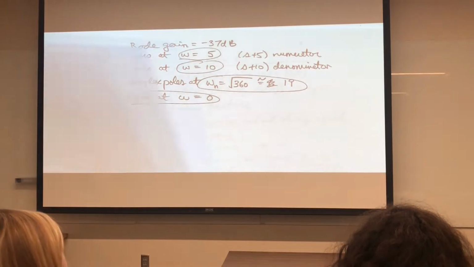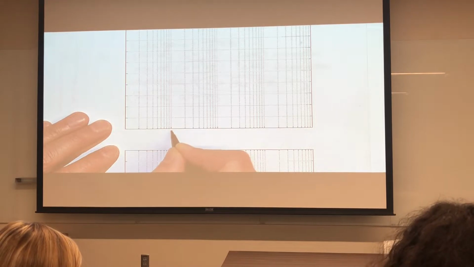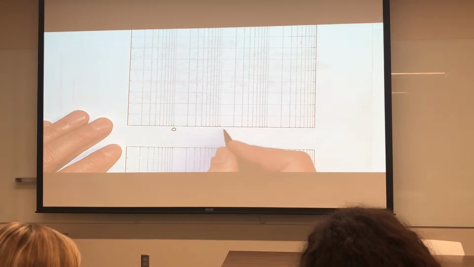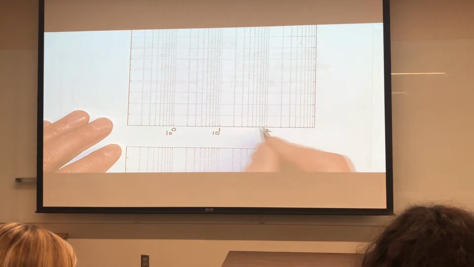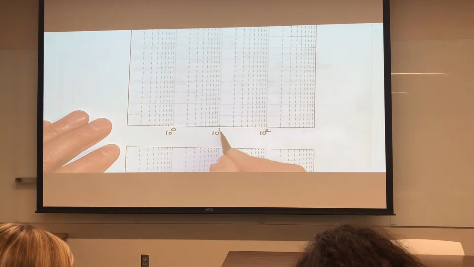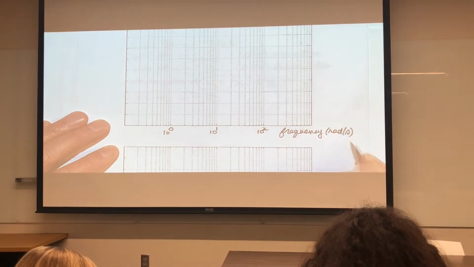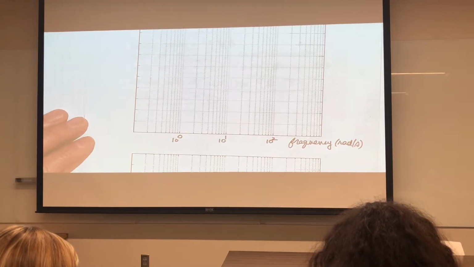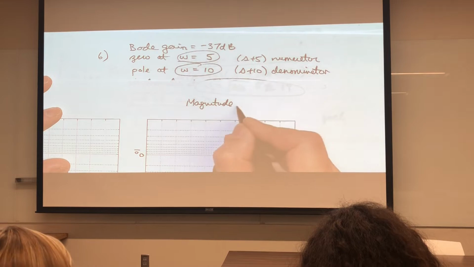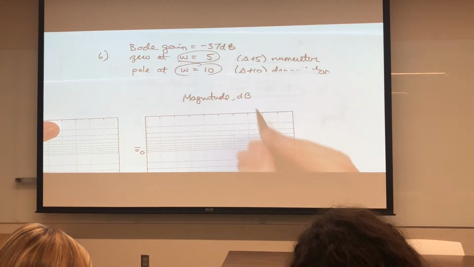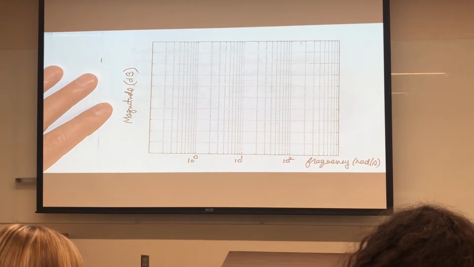So I'm going to suggest that maybe we put omega equal to 1 right here. We're applying the exponents, remember, at the major divisions. What it is in frequency is 10 to the 0, 10 to the 1, 10 to the 2, like so. So this is 1, 10, 100. And we'll label this as frequency, and the units radians per second. Okay. And what we're going to do is label this as magnitude in dB. This is the magnitude plot in dB. Let's put a scale on here. I think today I'm going to put 0 right about here.